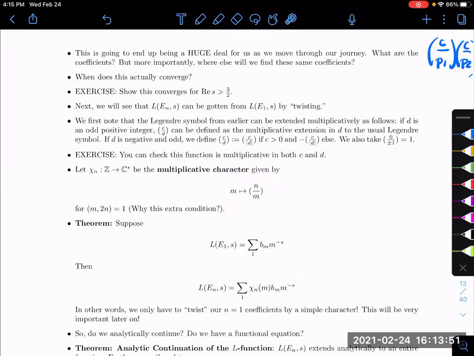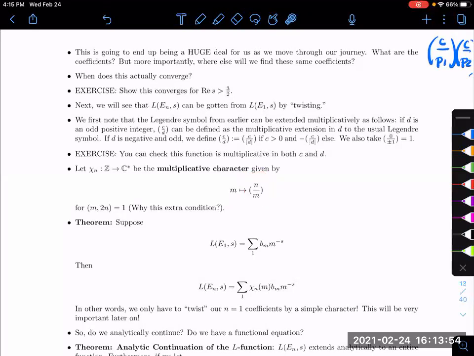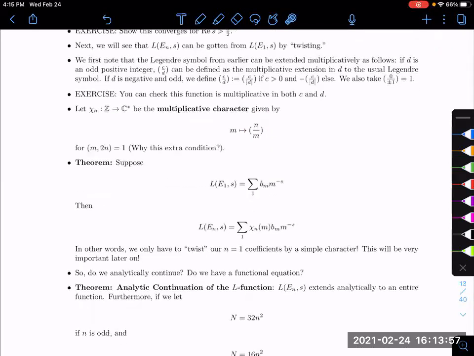And so who cares? We've got a nice beefed up Legendre symbol here. What do we do with this? So here's the theorem. Let's suppose I already know the L function of E1, and it's given by this infinite sum, the sum from m equals 1 to infinity of B sub m, we'll call B sub m the coefficients in this case, times m to the negative s. So suppose I already know this. Then it turns out the L function of any congruent number elliptic curve is basically the same sum, but all you have to do is so-called twist these B sub m by the character chi sub n. You just have to multiply them by this Legendre symbol. That's it.